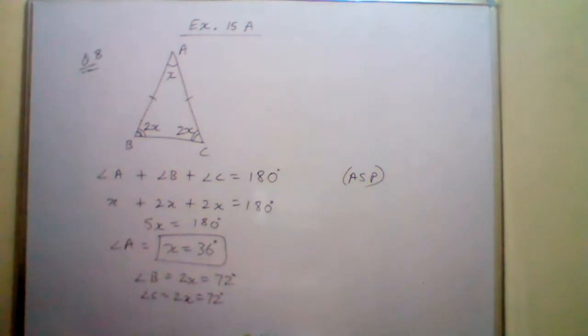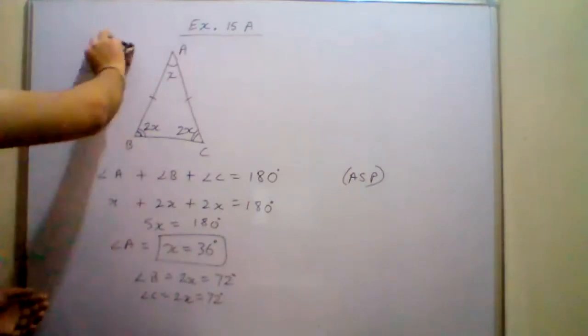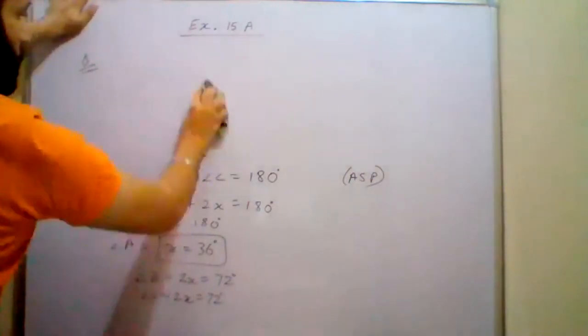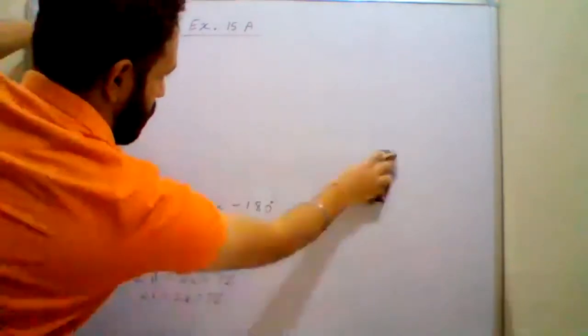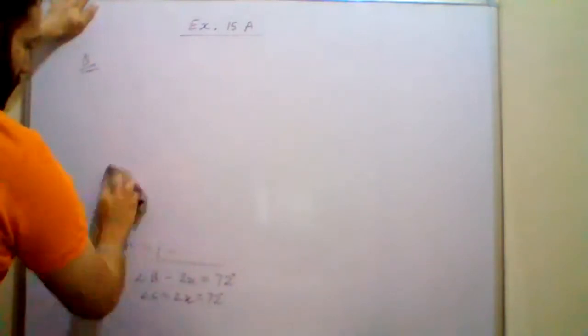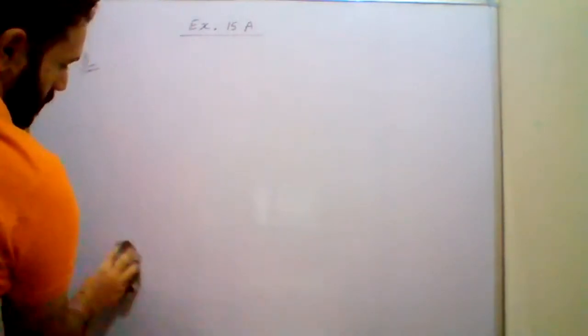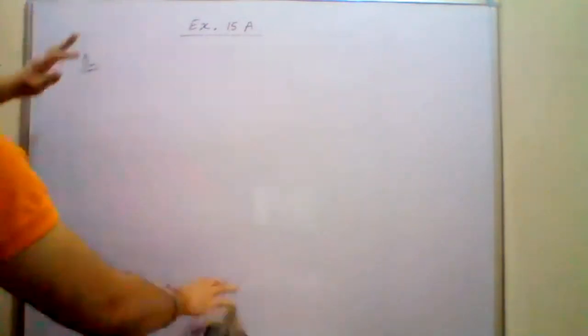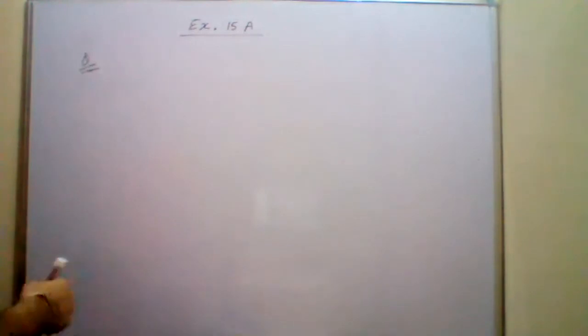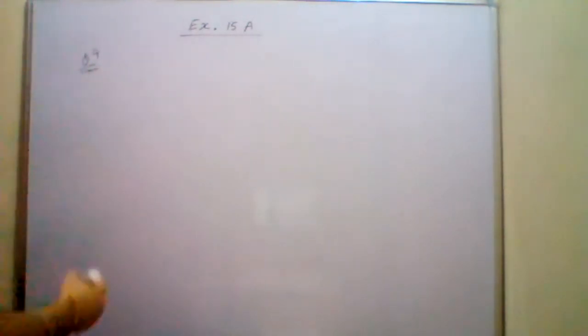Question 8 done. Now we are starting with question 9. In question 9, it is given that there is a triangle, and in the triangle, one angle is equal to the sum of the other two angles. You have to show that the triangle is a right triangle.